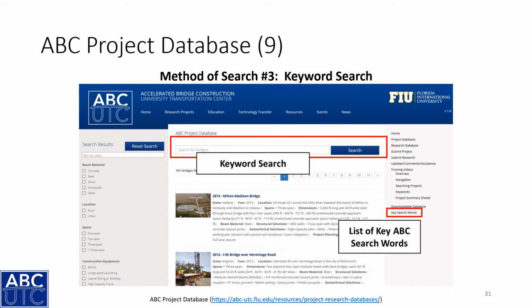Finally, there's also a keyword search. With this, you can type in any keywords you're interested in. You can also go to the keywords page on our ABC-UTC website and copy and paste those keywords. Those keywords are designed to pull up only the projects where those keywords are listed from the ABC-UTC website.